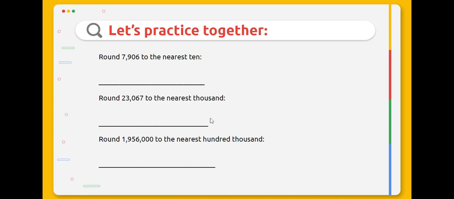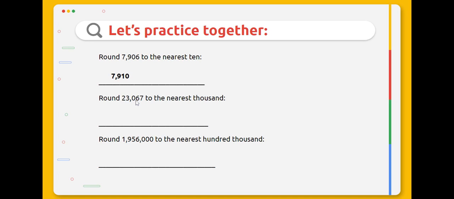All right, let's practice. So this one wants us to round to the nearest 10. Well, in the tens, we have a 0. But we're looking at the ones. And since 6 is greater than 5, we're going to make this 0 go up to 1 to become 7,910.